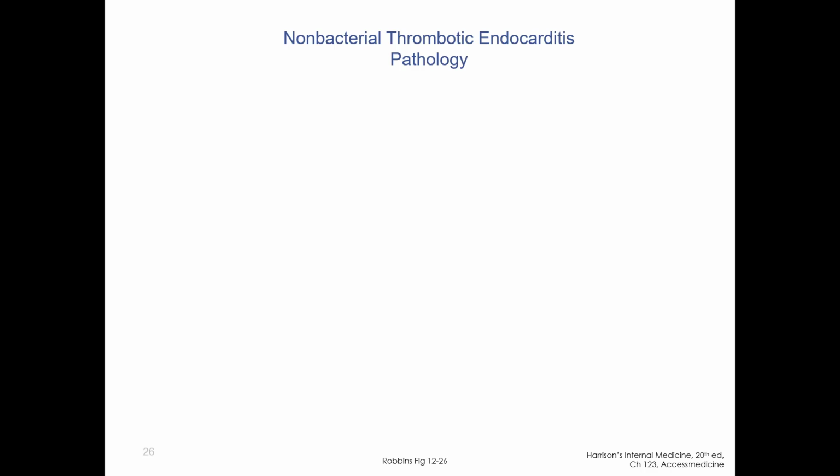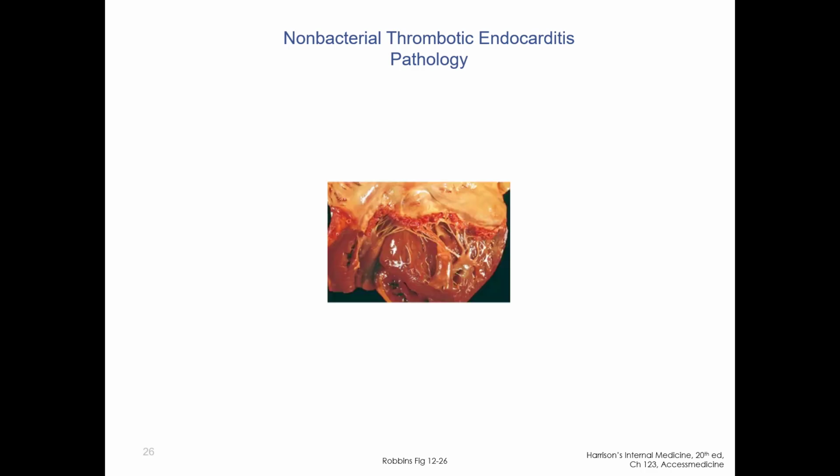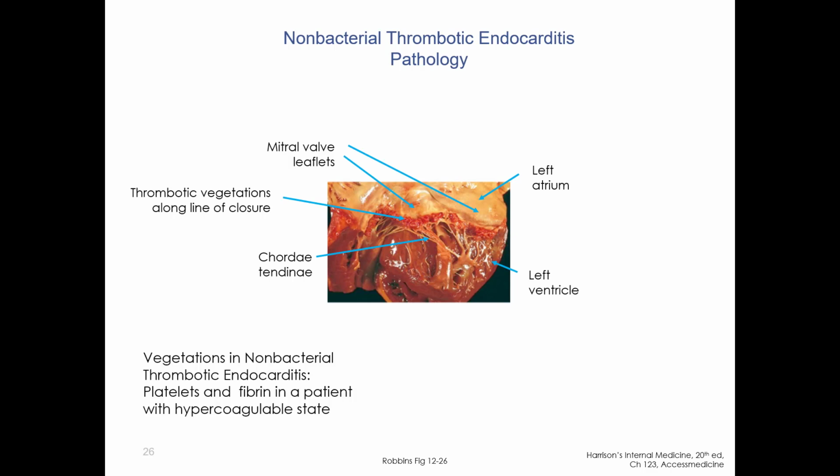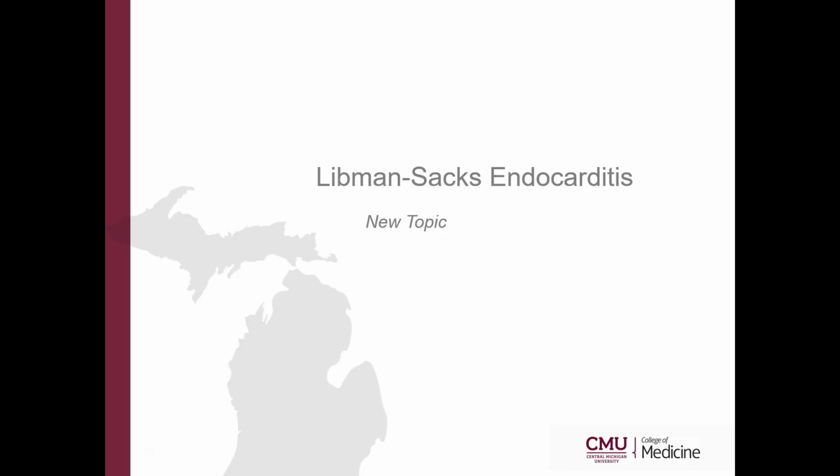Let's take a look at the pathology. Here is our heart. First, let's orient ourselves. This is the left atrium. This is the left ventricle. Here are the mitral valve leaflets. Here are the chordae tendineae. Here, of course, are the thrombotic vegetations along the line of closure. The vegetations in non-bacterial thrombotic endocarditis are generally composed of platelets and fibrin and occur in a patient with a hypercoagulable state. Let's go on to discuss Libman-Sacks endocarditis.